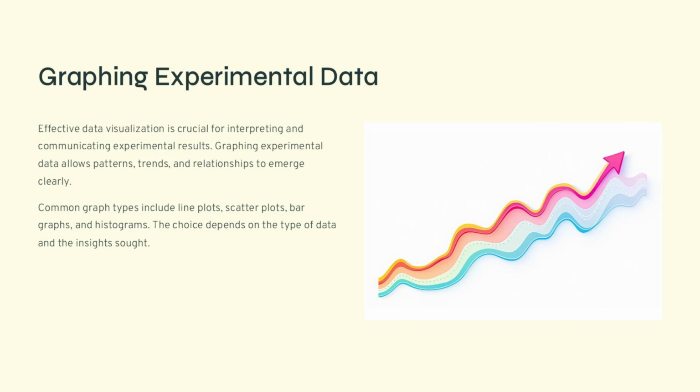Effective data visualization is key for interpreting and communicating experimental results. Graphing data allows patterns, trends, and relationships to become clear. Common graph types include line plots, scatter plots, bar graphs, and histograms. The choice of graph depends on the type of data and the insights you want to uncover.